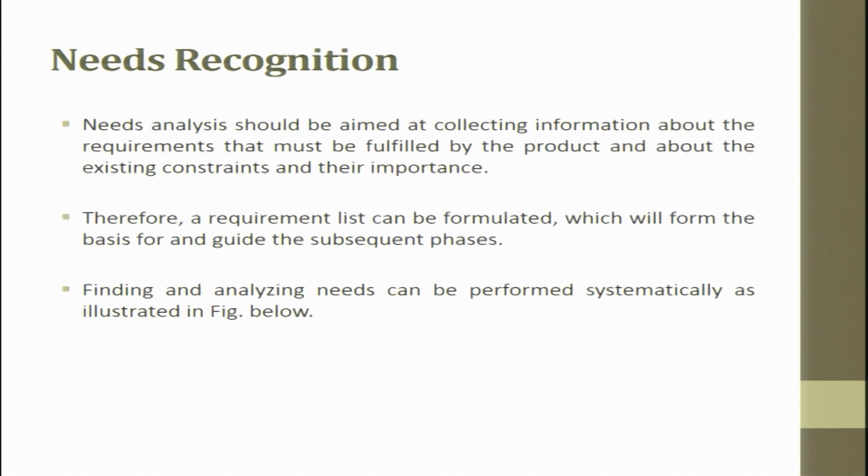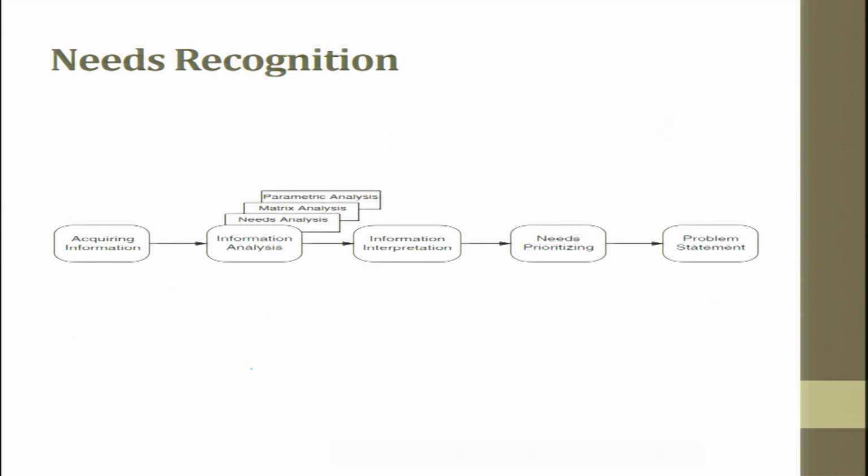The need analysis should be aimed at collecting information about the requirements. The requirements listed can be formulated, which will form the basis for and guide the subsequent phase. Finding and analyzing need can be performed systematically as illustrated in the figure below. So, you can see acquiring information, information analysis, need analysis, metric analysis, parametric analysis. We do all these things in the information analysis.